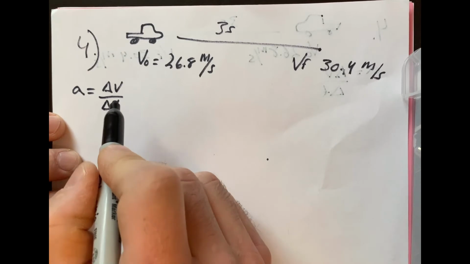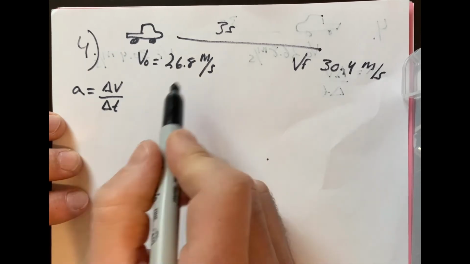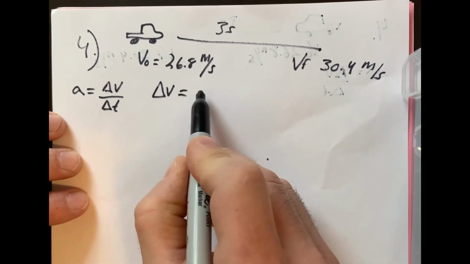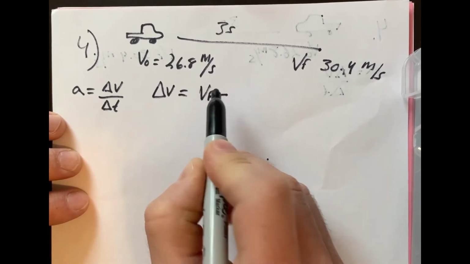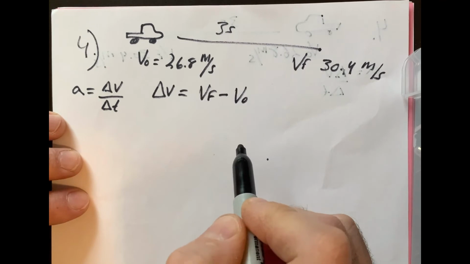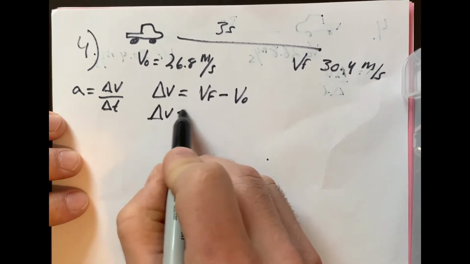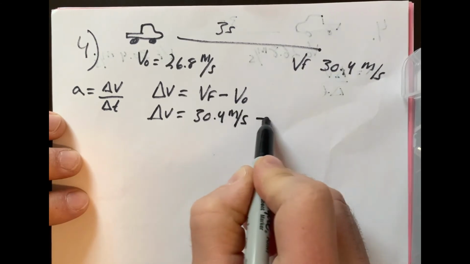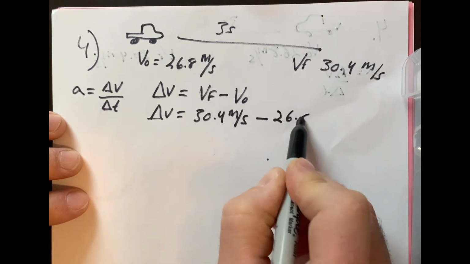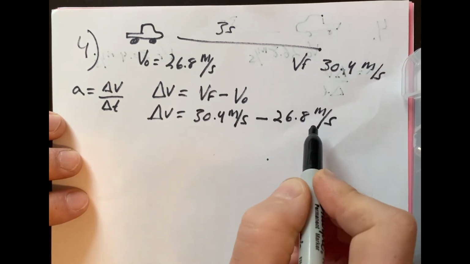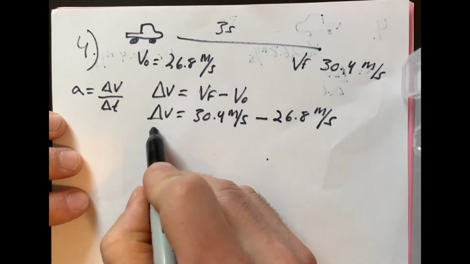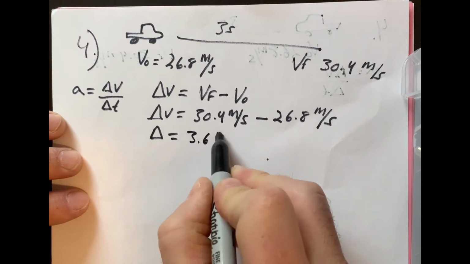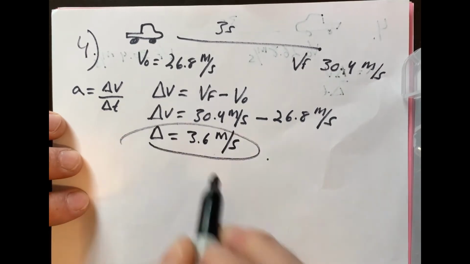So the first thing I need to do is figure out the actual change in velocity. How am I going to do that? Well, the change in velocity is always going to equal the final velocity minus the initial velocity. So my change in velocity is going to equal 30.4 meters per second minus 26.8 meters per second. All right, and so if I do that, my change in velocity is going to equal 3.6 meters per second.